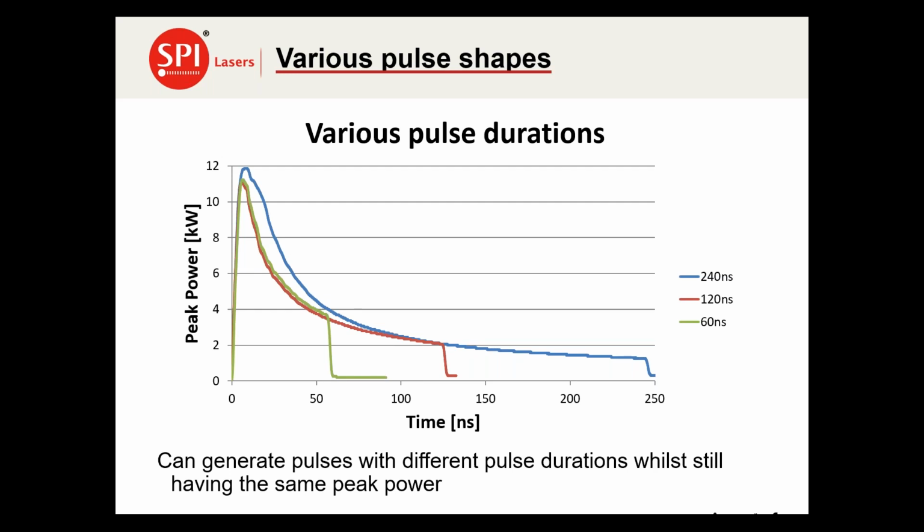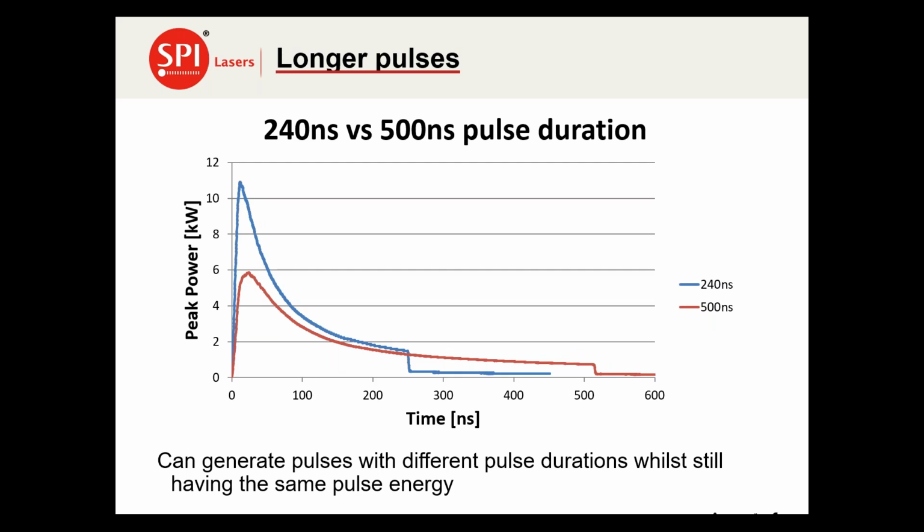Here, as previously, it's actually slightly different to the silicon example where we kept the pulse energy constant. Here we're keeping the peak power constant, but just extending the pulse duration so that we have a little bit more pulse energy. And this can have a significant impact on the materials processed.